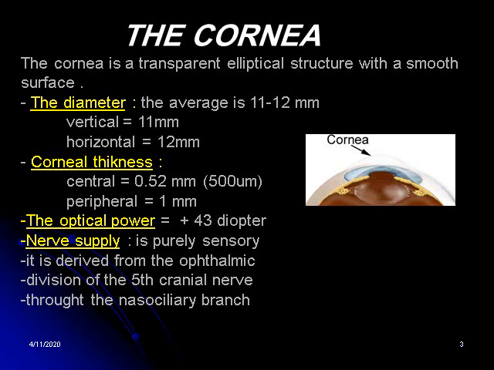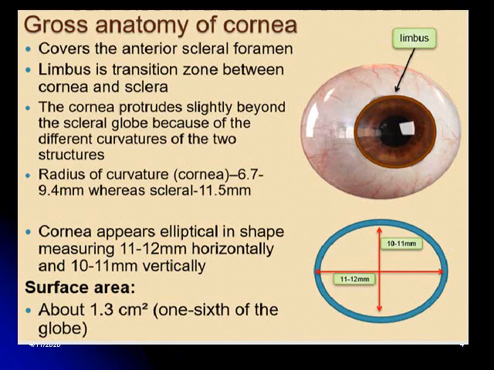And the cornea is hugely innervated by sensory nerves derived from the ophthalmic division of the trigeminal nerve, namely the nasociliary branch, and it is a very sensitive structure.